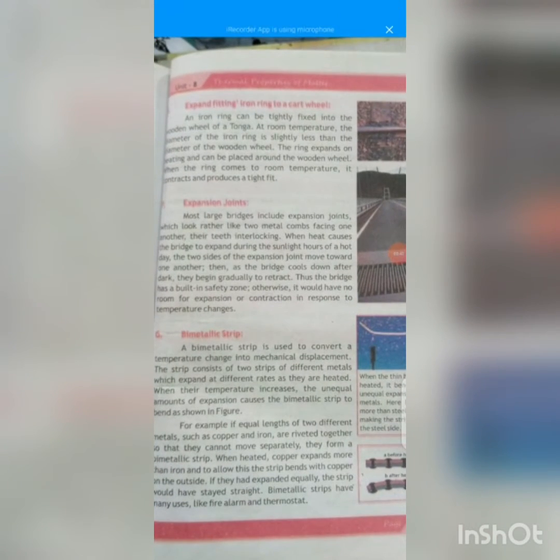Now the next is expansion fitting of an iron ring on a cart wheel. An iron ring can be tightly fitted on the wooden wheel of a tanga. At room temperature the diameter of the iron ring is slightly less than the diameter of the wooden wheel. The ring expands on heating and can be placed around the wooden wheel. When the ring comes to room temperature, it contracts and produces a tight fit.